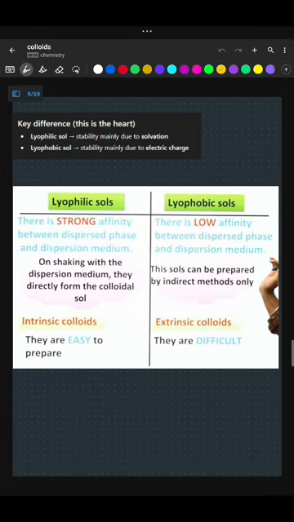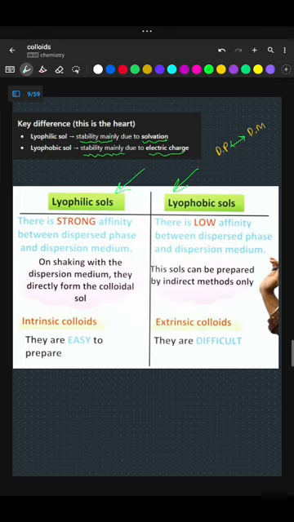We get these two types, lyophilic and lyophobic, depending on the interaction between the dispersed phase and the dispersion medium. Depending on the nature of that interaction, we get two types. One of them is lyophilic, another is lyophobic. Lyophilic is mainly very stable due to solvation, and lyophobic stability comes from electric charge. We'll see how it happens.